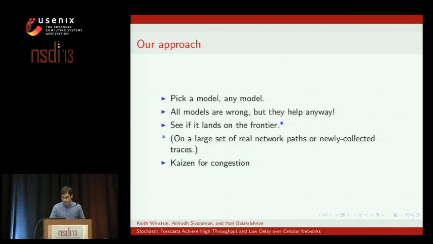What if it's somewhere else on the internet? So what we would say, bottom line, our approach, what we think is novel here and why we get these kinds of results is, we pick a model, it seemed reasonable, but all models are wrong. But they help anyway. We found it was helpful to have a model. And then we just try it, and we see if it lands on what seems to be the frontier. Not on a single network trace, but on a large set of traces and newly collected traces.